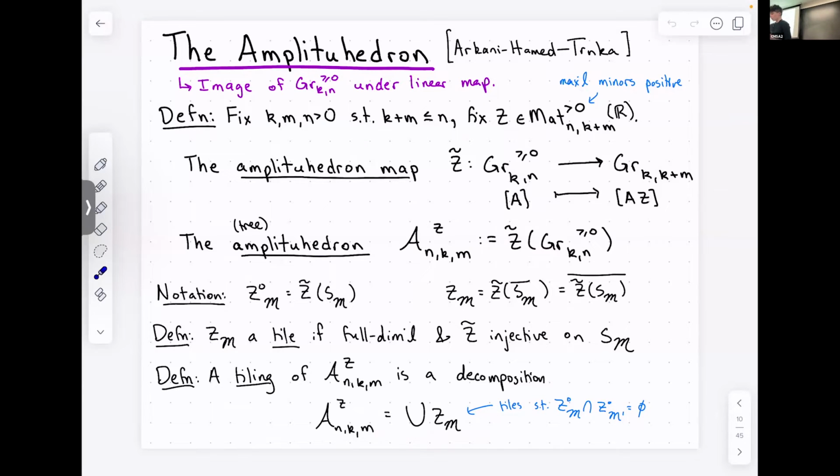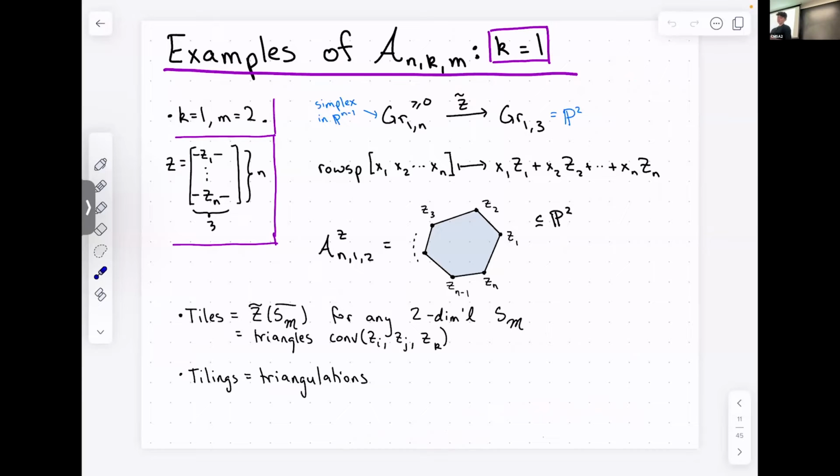All right. Let's think about this easy case, k=1, m=2. This is the toy case. The amplituhedron is just a polygon, so it's two-dimensional. For tiles, I'm looking at positroid cell images which are two-dimensional, and the Z tilde map is injective on the cell. So if I'm looking for a two-dimensional image where the Z tilde map is injective, I should also be thinking about two-dimensional cells in the domain.